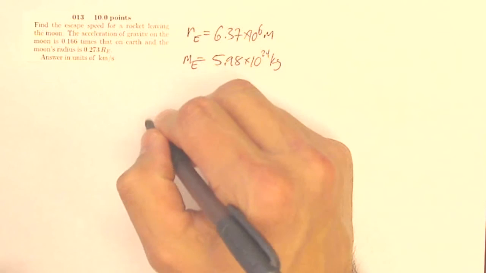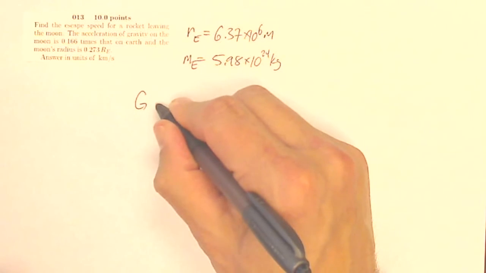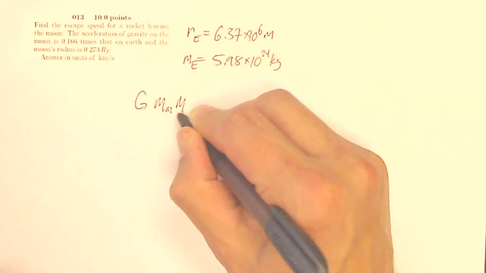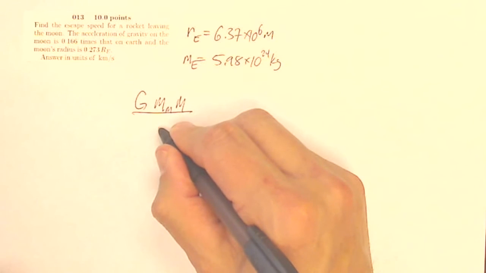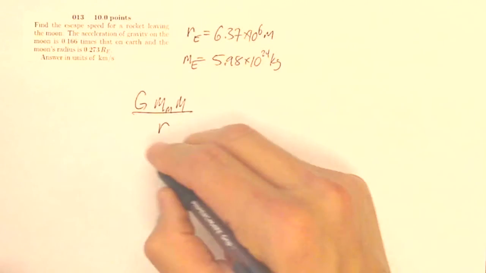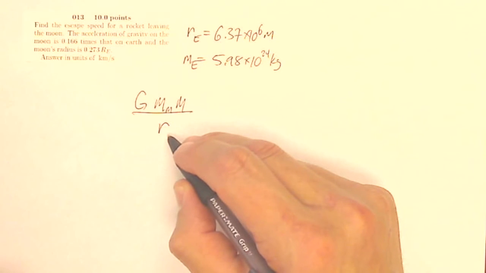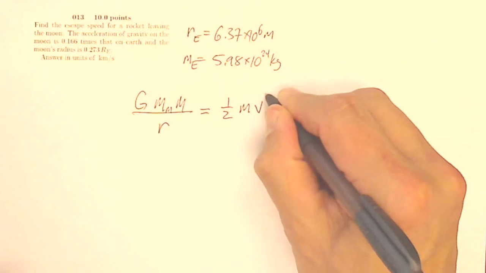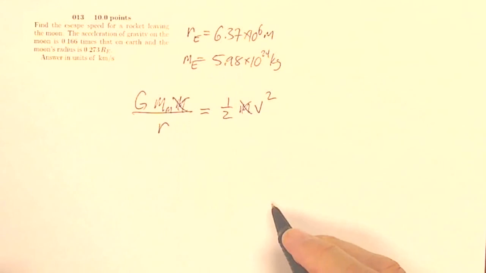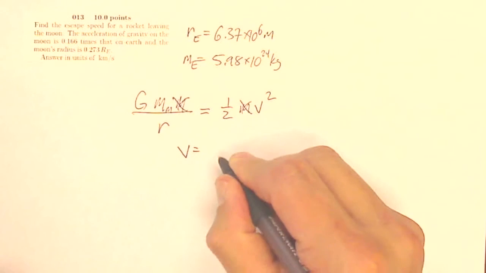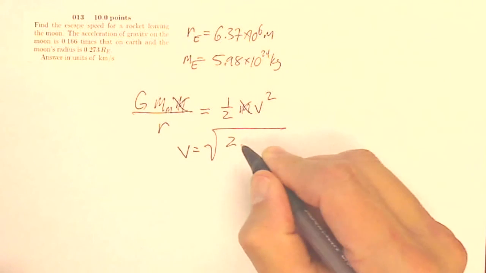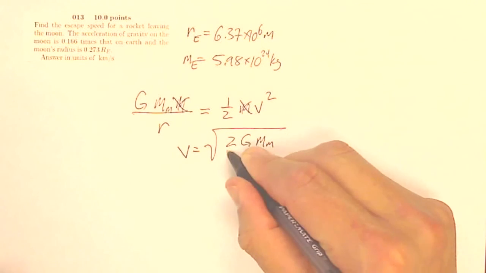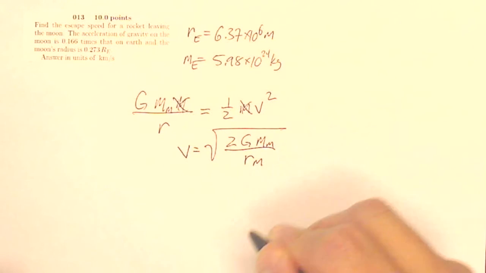So what I've got is my universal potential energy is going to be universal gravitation G times the mass of the moon times the mass of the object divided by the radius of the moon. That is how much potential energy it has on the surface of the moon. And that has to equal the kinetic energy, which is going to be 1/2 mv squared. The mass of the object is going to go away. So I can get my escape velocity is going to be the square root of twice G times the mass of the moon divided by the radius of the moon.